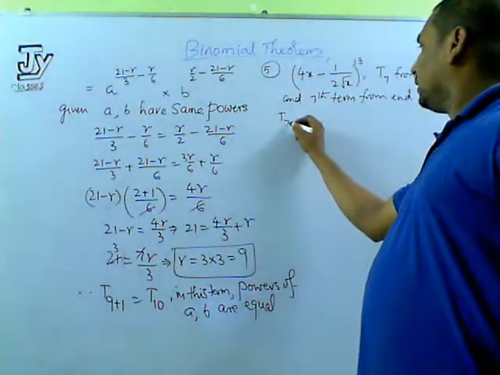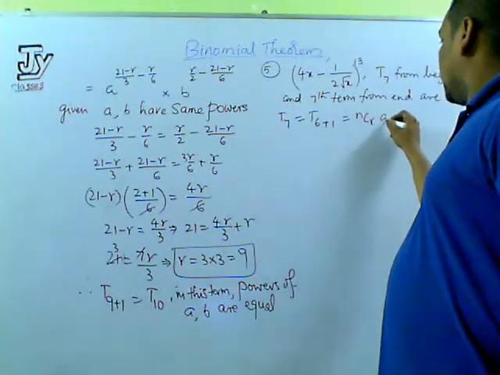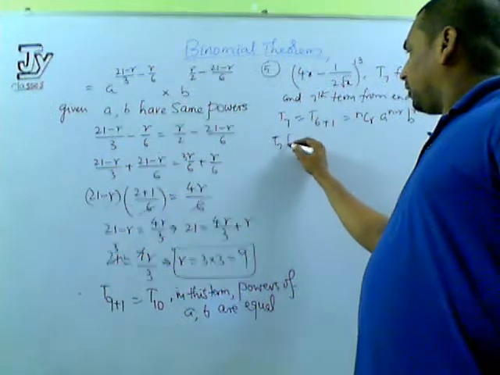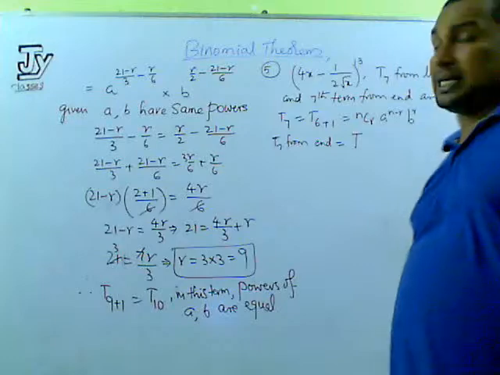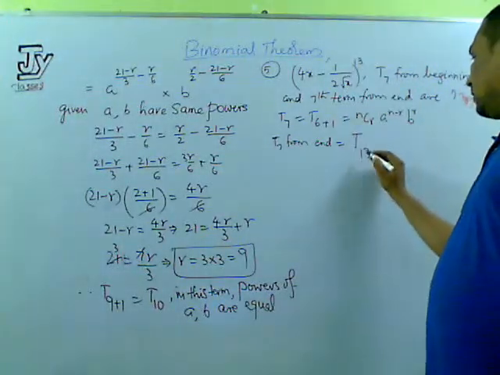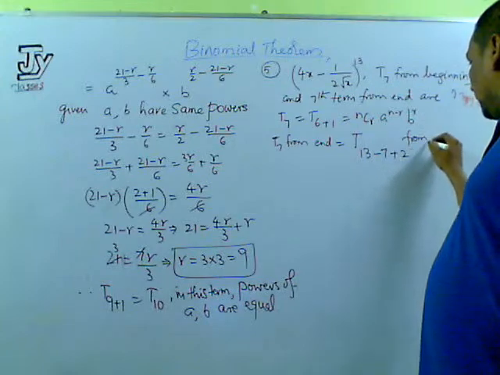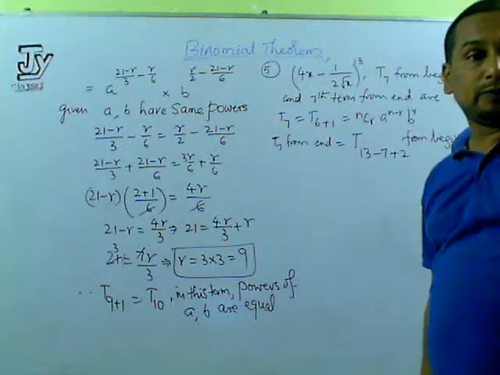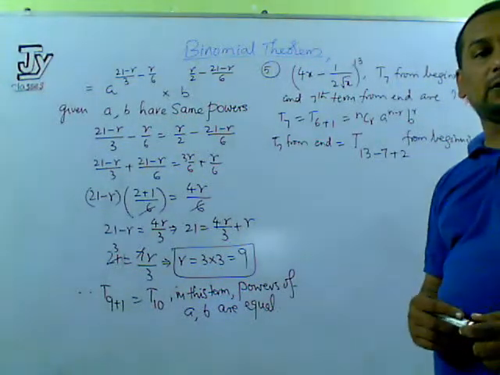The 7th term from the beginning: T7 is equal to T6 plus 1 is equal to nCr a power n minus r, b power r. The 7th term from the end is equal to T, with n equal to 13, 13 minus 7 plus 2 from the beginning. That's the formula. How it comes, we derived already.